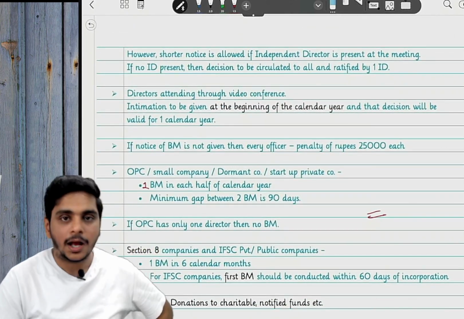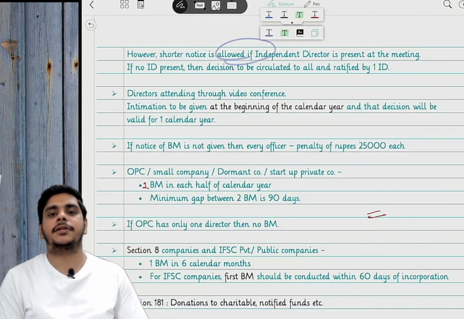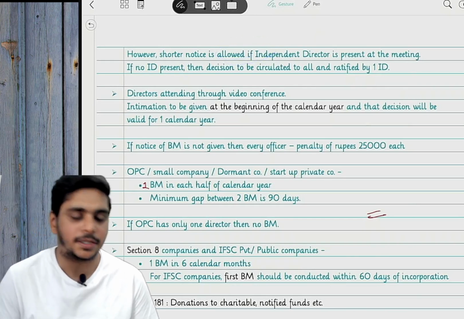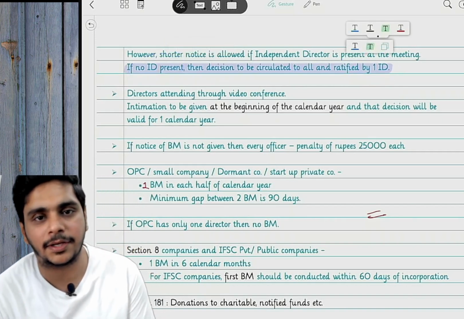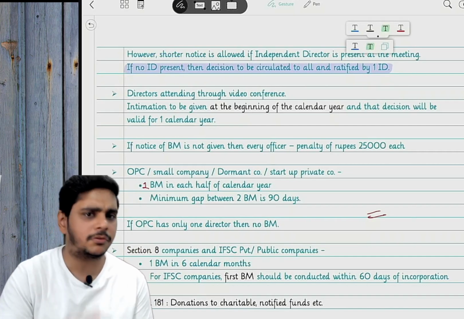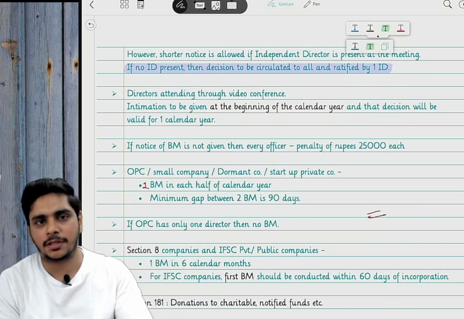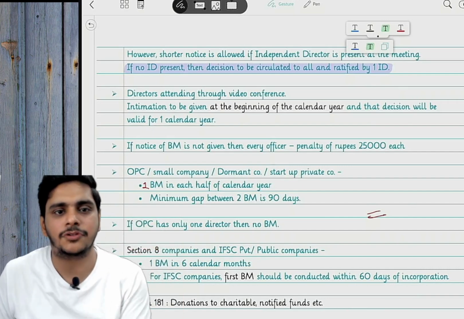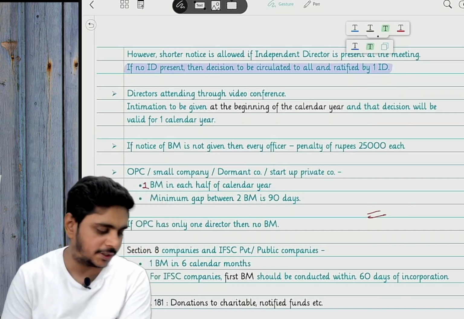However, shorter notice is allowed if an independent director is present at the meeting. If no independent director is present, then the decision is to be circulated to all and ratified by one independent director. Generally, for MCQ purposes, we will say shorter notice is not allowed. However, it is allowed if an independent director is present. If the ID is not present, you will circulate the decision to all, and it should be ratified by one independent director.